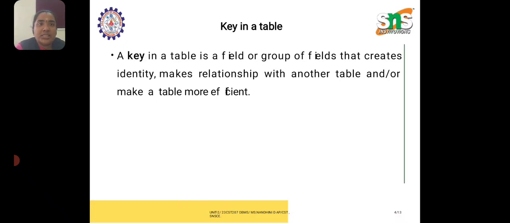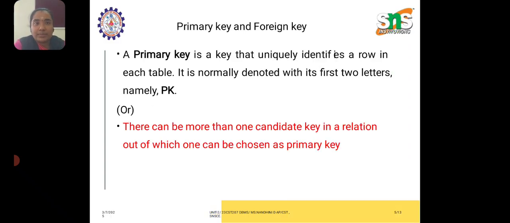A key in a data table is a group of fields that creates identity, makes a relationship with another table, and makes a table more effective. If there are two tables, we must find a relationship between those two tables. First are the primary key and the foreign key. A primary key is a key that uniquely identifies a row in each table. It is normally denoted by its first two letters, PK. The short form of primary key is PK.